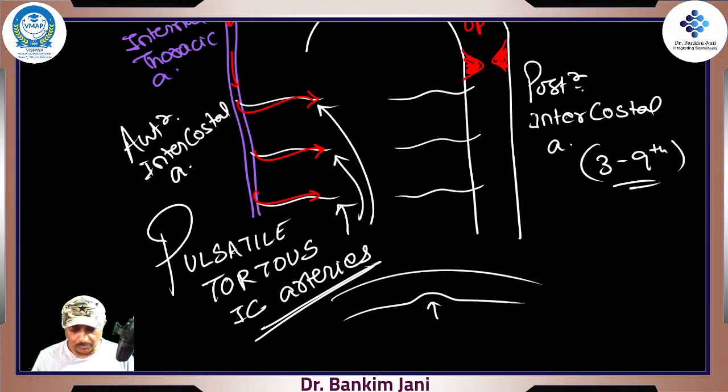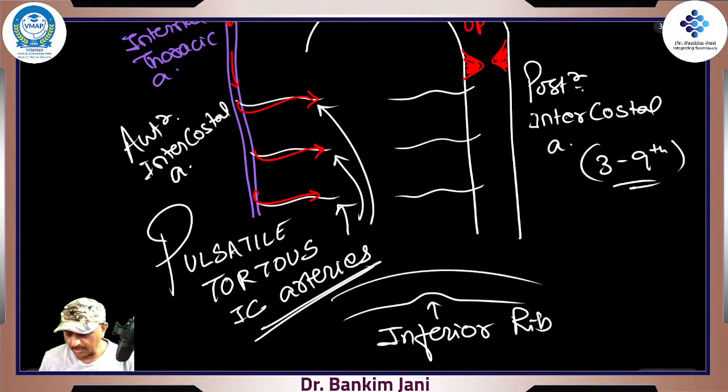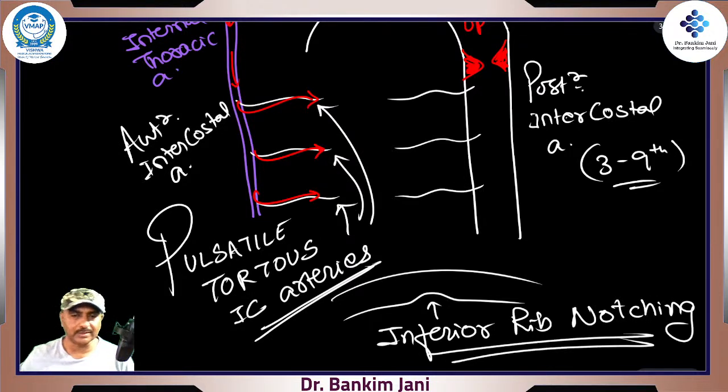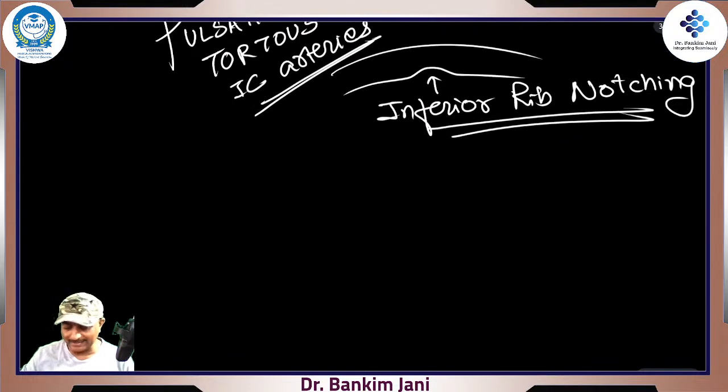Now what will they lead to? They are just underneath the rib, and they keep on hitting, tuck, tuck, tuck. And this is what I drew over here. It is called inferior rib notching. This is like a spot diagnosis. You watch it, and instantly you say that this is coarctation of aorta, and nothing else can it be.